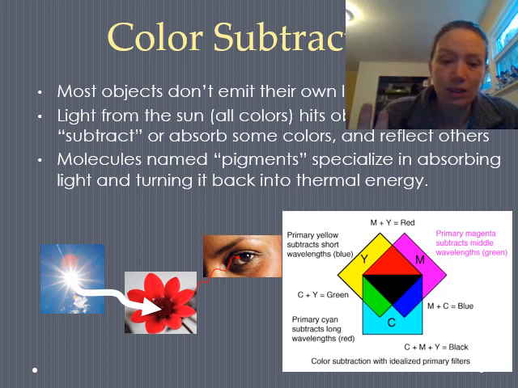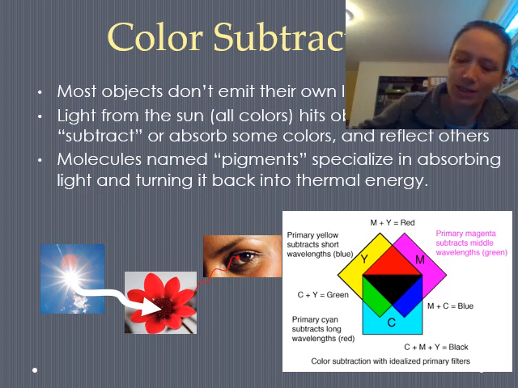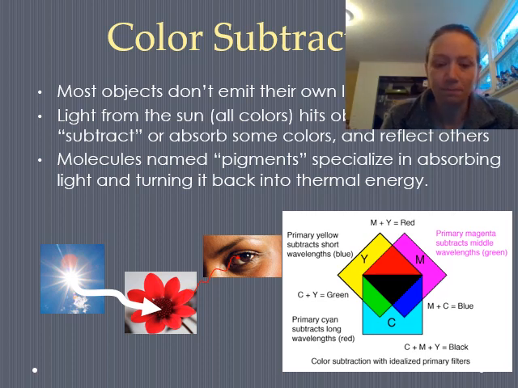If we had a piece of paper that subtracted all the light, that would look black, right? So if you have a piece of paper that has all the colors of pigments, it's going to subtract everything. Nothing bounces off. Your brain doesn't get any light, and we interpret that as a black object.